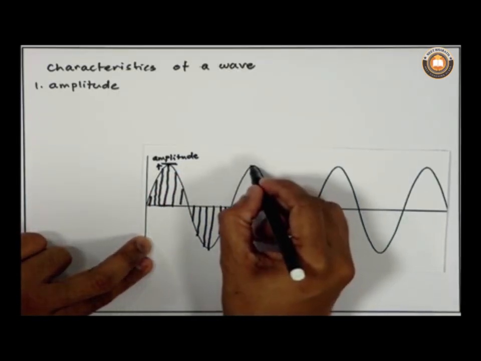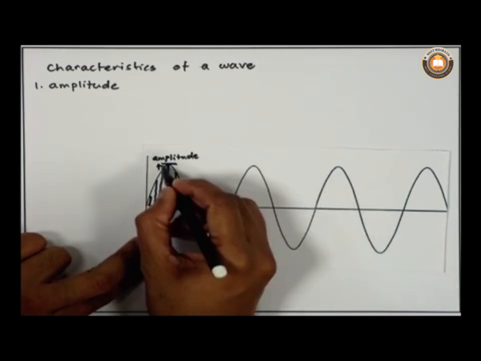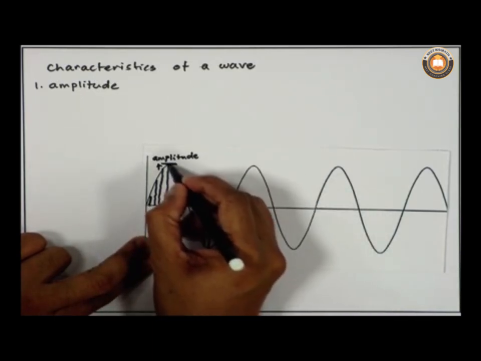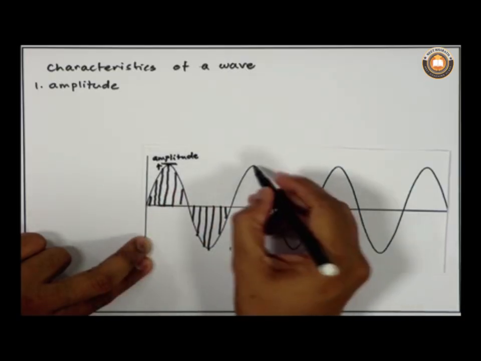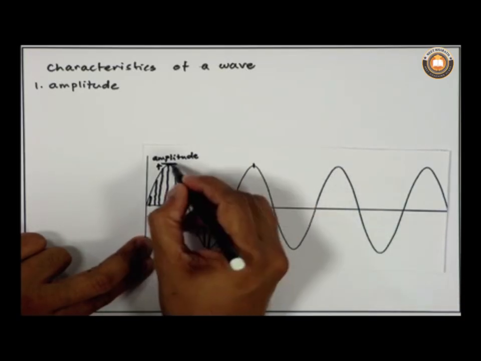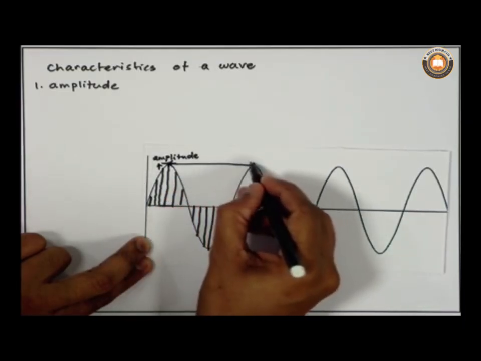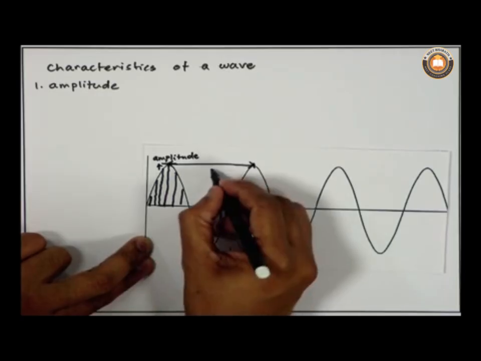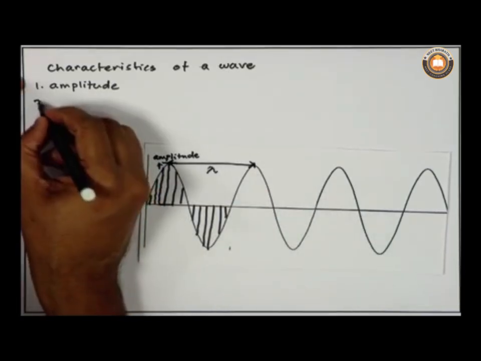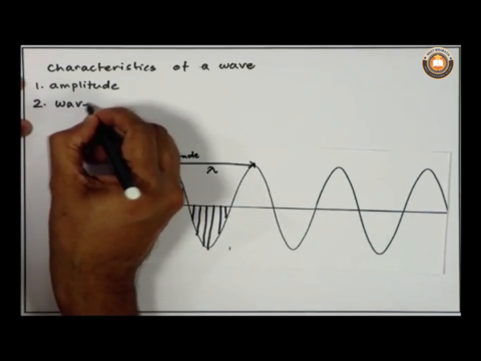The place where the maximum amplitude or maximum displacement is seen, we call a crest. If you look at two consecutive crests, the distance between them is called wavelength. The other property that we need to understand is wavelength.